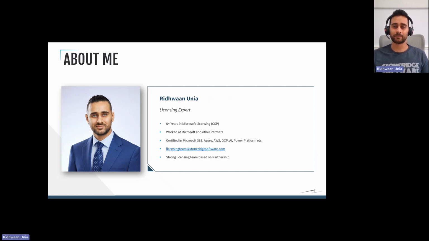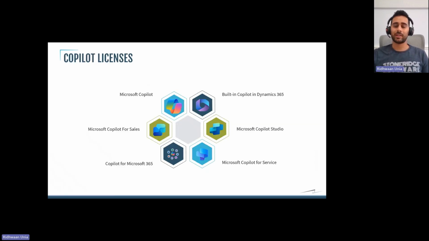There are 6 main Copilot licenses that we're going to cover today, all the way from the free licenses to the paid licenses and everything in between. What I mean by that is there are Copilots that are built into applications, and it may already be included with the licenses that you already have. I want to go through it all and make it easy. The licenses we're going to cover are Microsoft Copilot, Microsoft Copilot for Sales, Copilot for Microsoft 365, the built-in Copilots in Dynamics 365, Microsoft Copilot Studio, and Microsoft Copilot for Service.